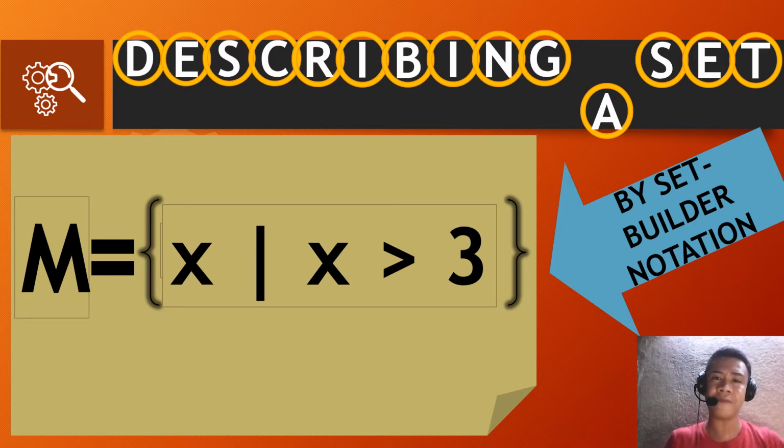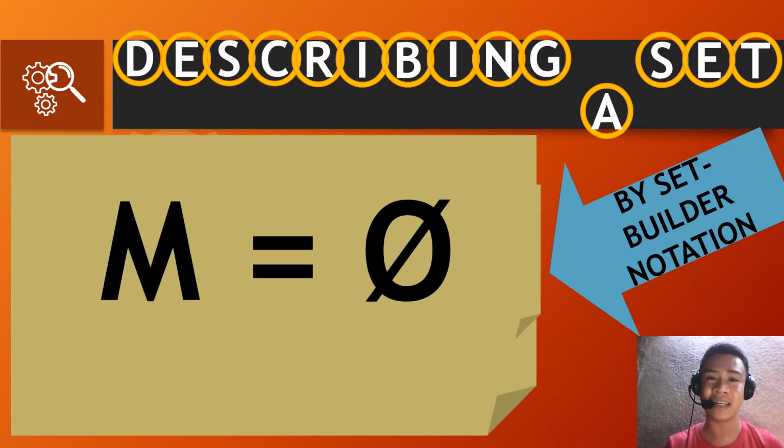Another, what if x is 2.2? Does 2.2 belong to set M? No. 2.2 is not in the set M since x must be greater than 3. So we can also have a set which has no elements at all. This special set is called the empty set. It means there is nothing in the set. And we write it with a special symbol like this. So that is the null set or empty set.